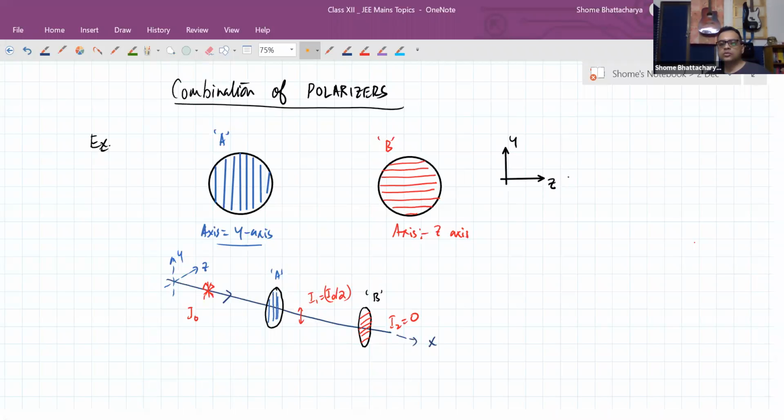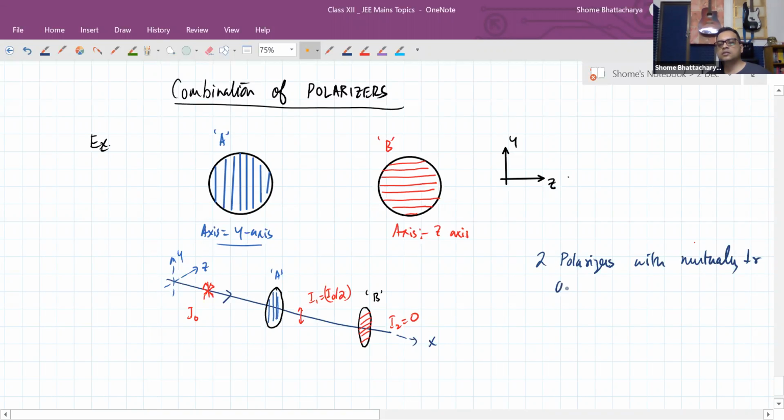So two polarizers with mutually perpendicular axes used in series, the combination blocks light. This becomes an important concept, because here the electric field is in the YZ plane, but here the electric field is surviving only along the Y axis. And this is going to block electric field along the Y axis. So there won't be any electric field left.